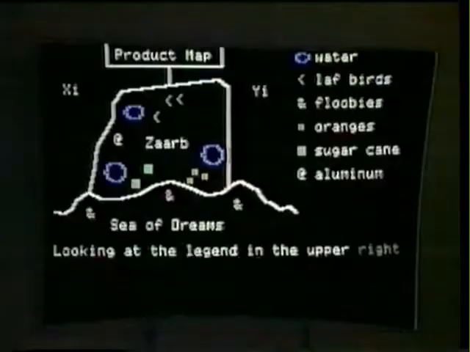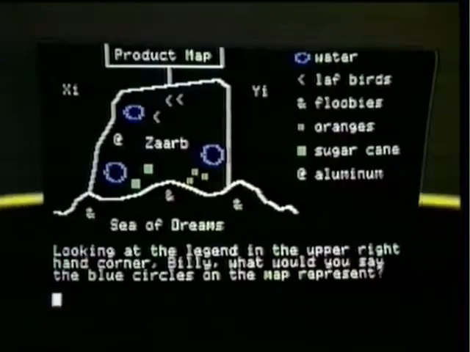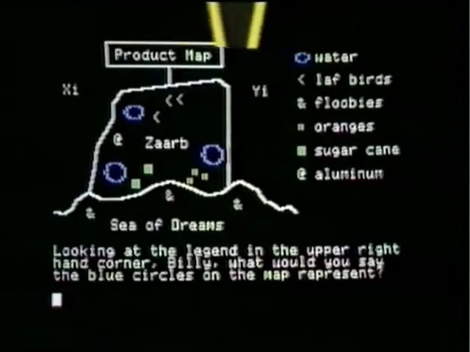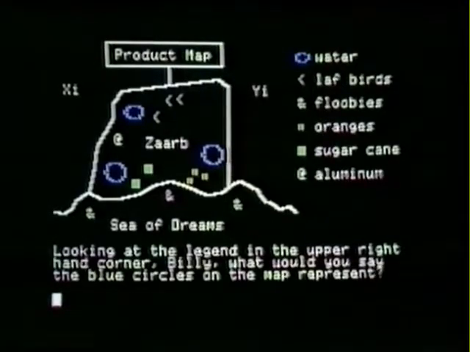I wish we had a way of speeding up our presentation on Bits and Bytes because we've already run out of time. In our next episode, we will look at various ways of teaching with the computer. Looking at the legend in the upper right-hand corner, Billy, what would you say the blue circles on the map represent?